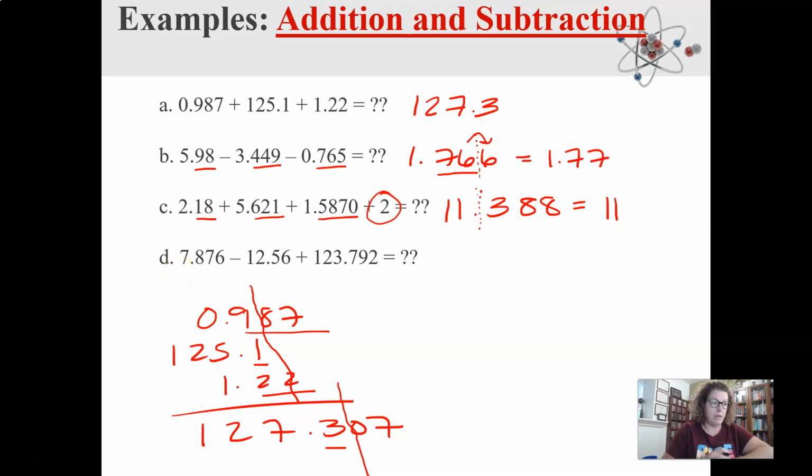7.876, and then minus 12.56, and then plus 123.792. Now, it doesn't matter if you're adding and subtracting at the same time, because adding and subtracting has the same rule. So same thing, you still got to look at what's after the decimal. So this one has 3 after, this one has 2, and then this one also has 3. So the least after the decimal is 2.